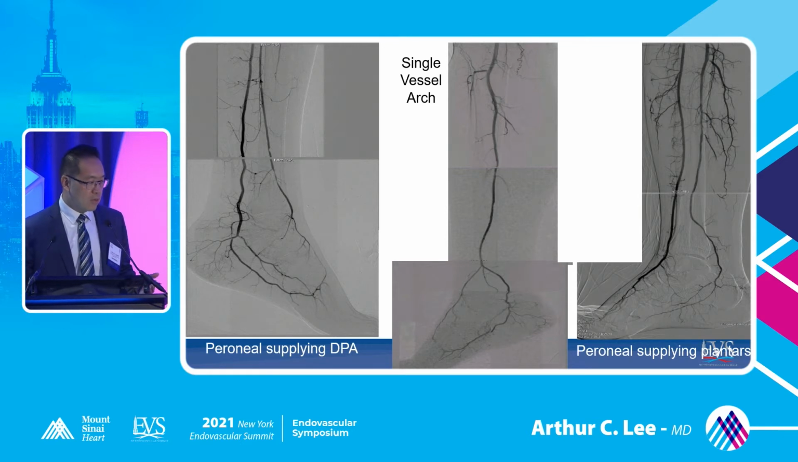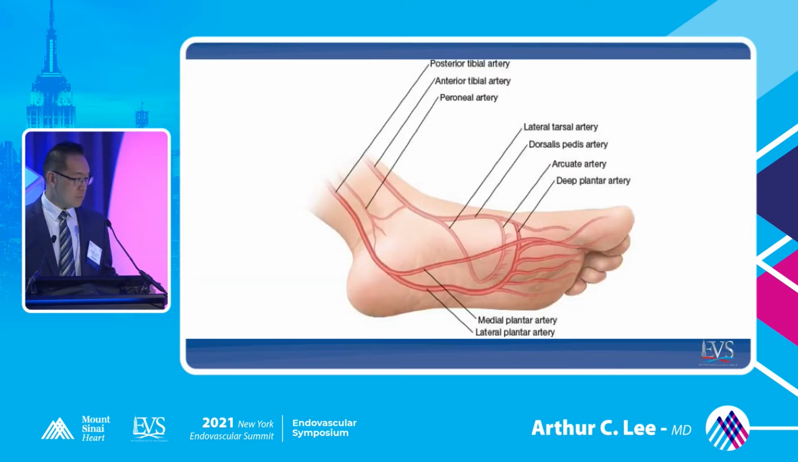Down towards the ankle, you're going to have dominant peroneal arteries that supply the dorsalis pedis on the left, and one that supplies the posterior tibial, the common plantar artery, on the right. I think we saw that in the first case today. And you can even see cases where you have a single arch, so the peroneal artery supplies the entire foot circulation.